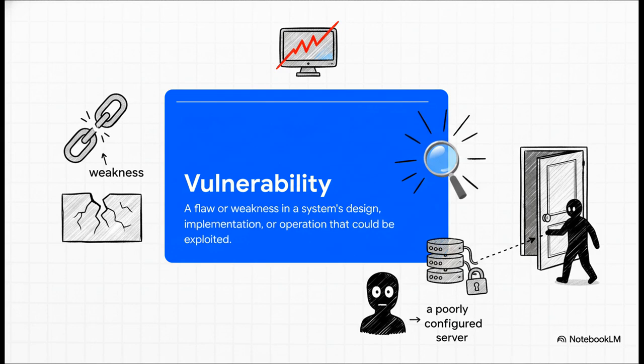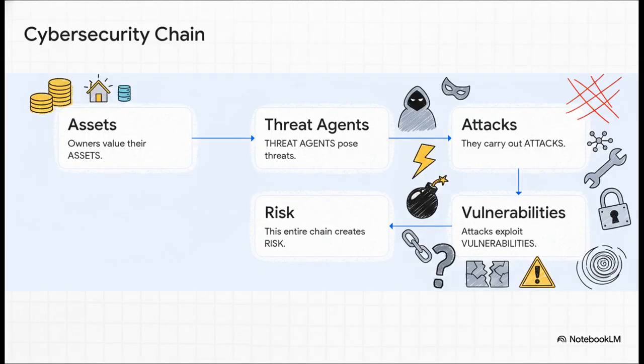It's that simple. A vulnerability is just a flaw or a weakness. It could be a bug in a piece of software, a server that's not set up correctly, or honestly, even a person who's just a little too trusting. It's the unlocked door that an attacker can walk right through. And this, right here, this pulls it all together. This is the cybersecurity cause and effect chain.